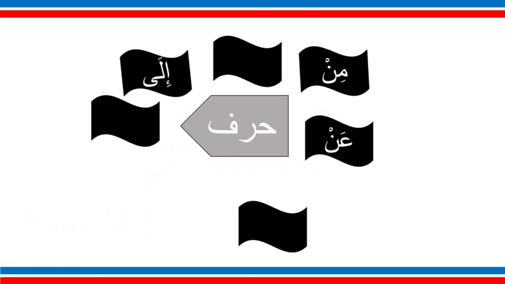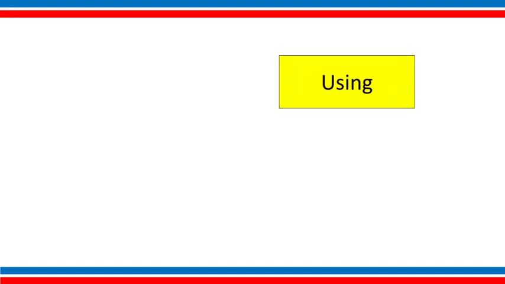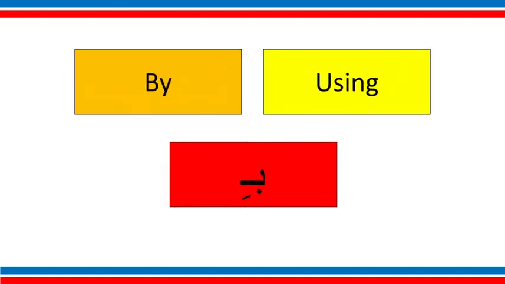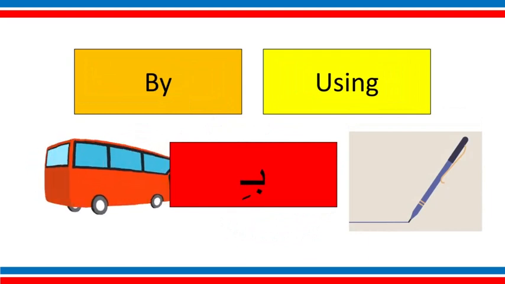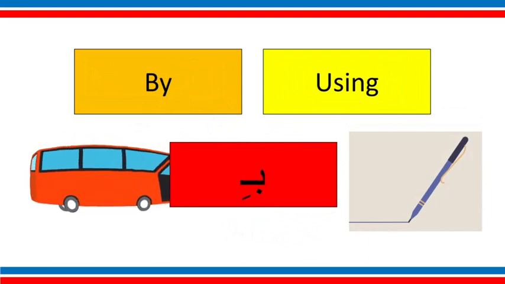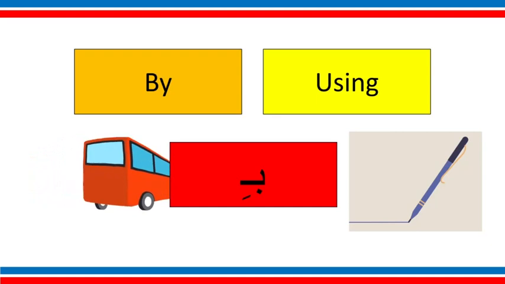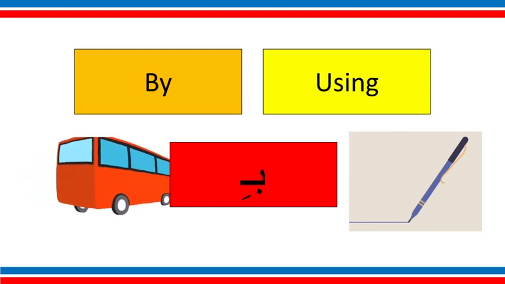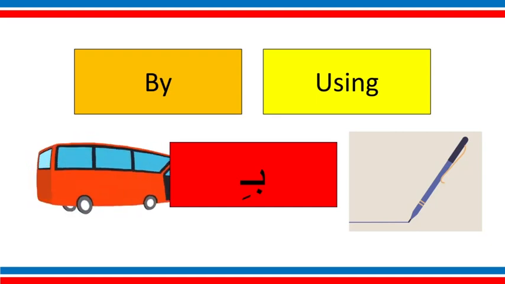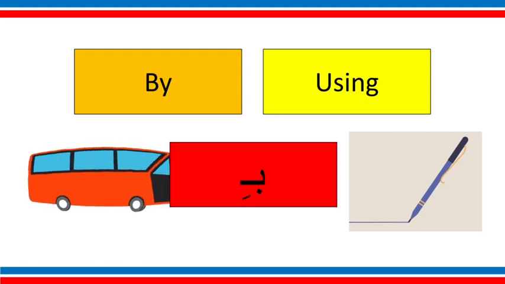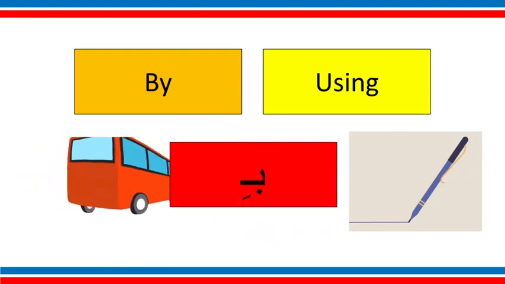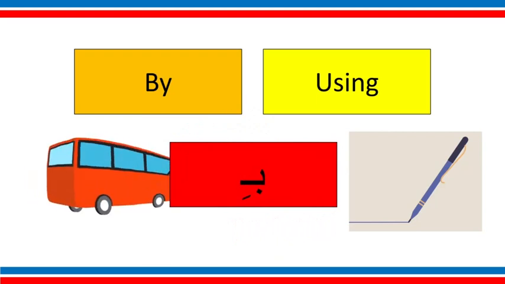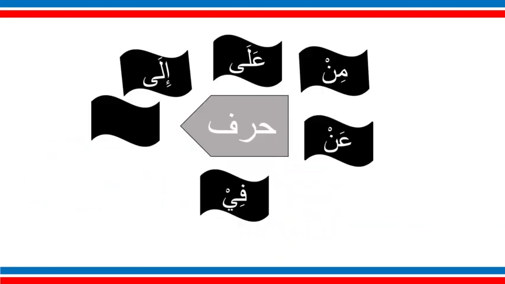So we talked about عن, على, and في. The last one is be. Be will come like using or by. So in English we will say I'm writing using a pen. In Arabic we will say I'm writing be the pen. I'm going to madrasa or school by bus. In Arabic we say be bus. So be will be for using or by. So we learned min, ala, ila, an, fi, and be.